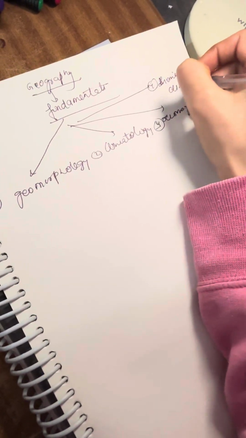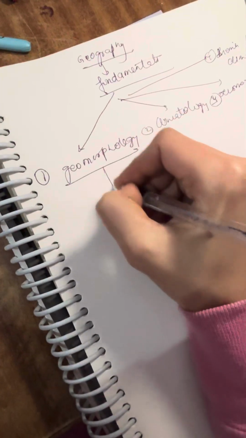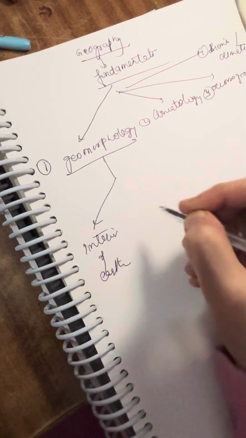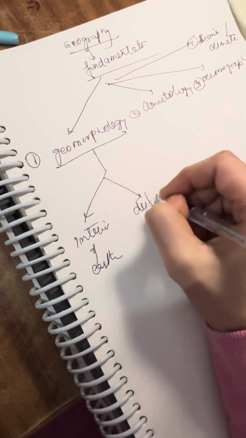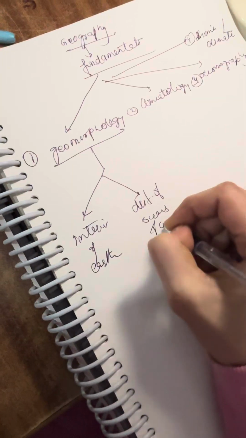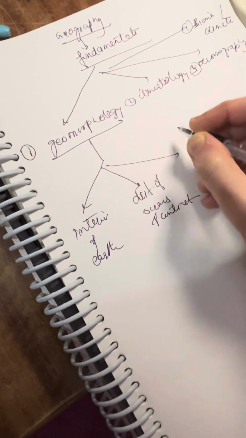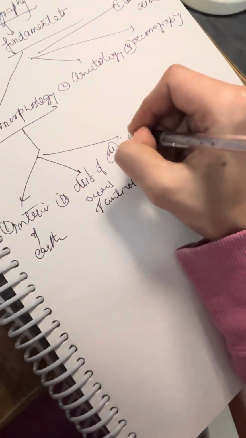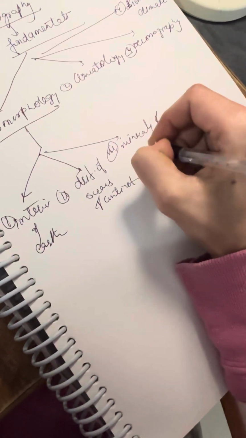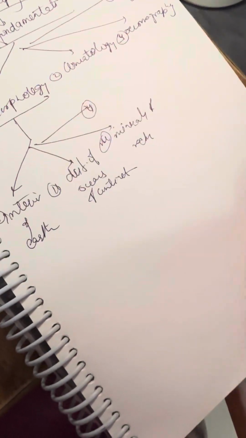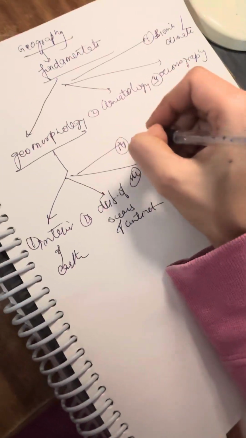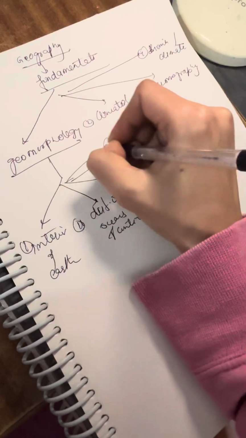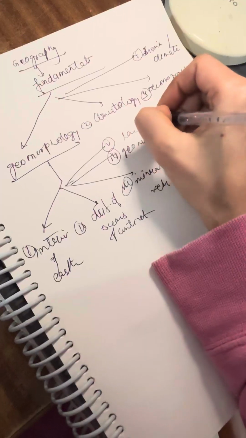In geomorphology, we have chapters like interior of Earth, distribution of oceans and continents, and the one is minerals and rocks. Fourth is geomorphic processes, and the fifth one is about landforms and their evolution.